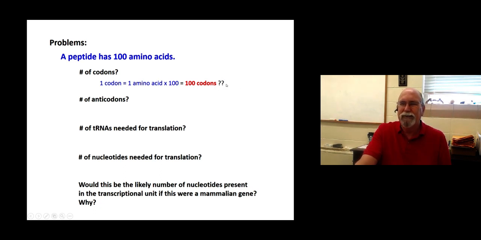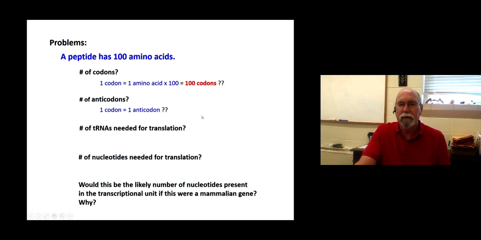Now the question mark here, you need to be careful. Some people say, well, you've also got to include the stop codon, even though it's not a stop, there's no amino acid there. That's how many would have been there, but I'm not going to work that here. Anticodons, 1 anticodon for each codon, right? So 100 would be a good answer for that one.